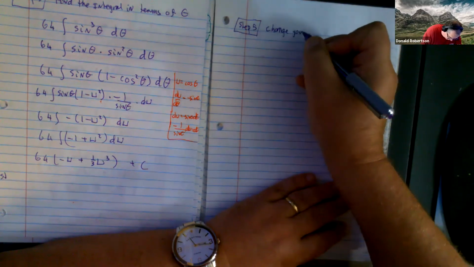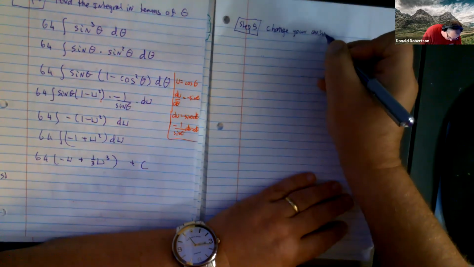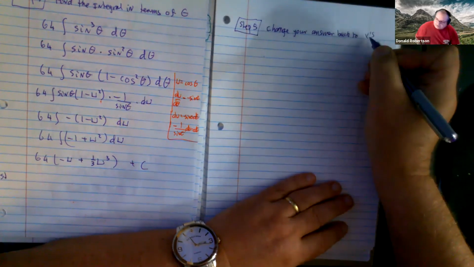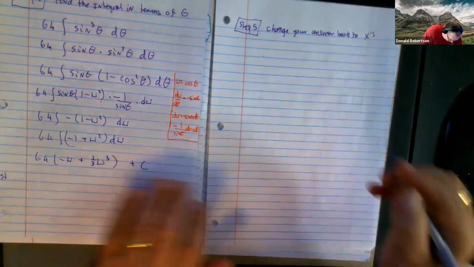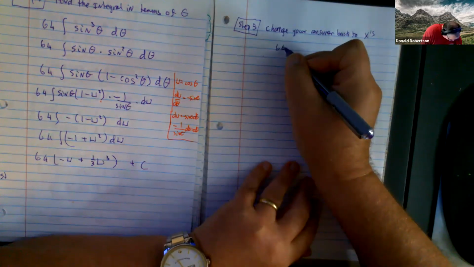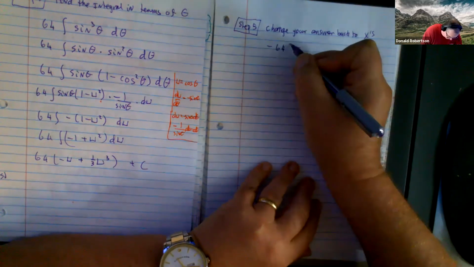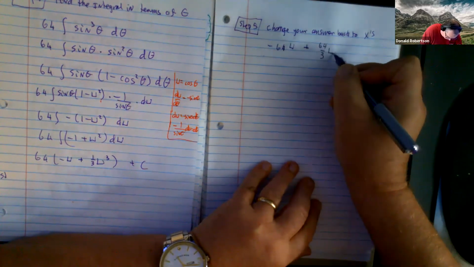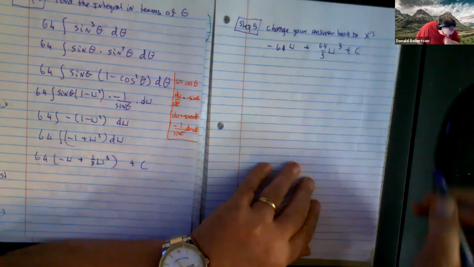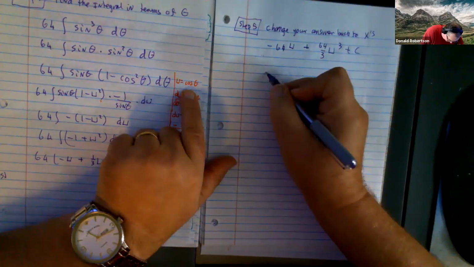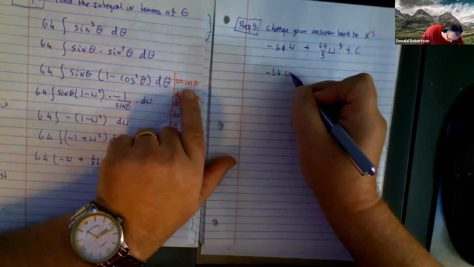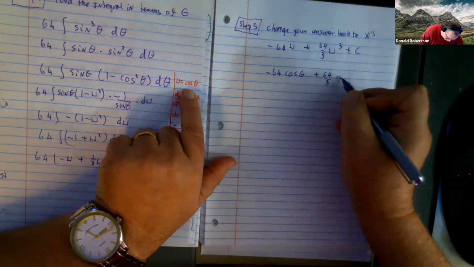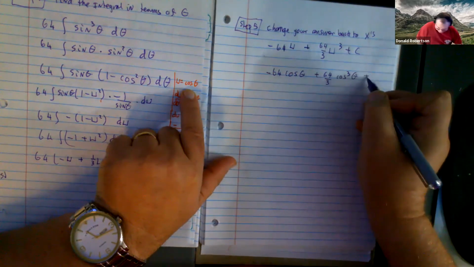Change your answer back to x's, which is pretty standard, isn't it? Well, what do I have right now? If I distribute the 64, I have -64 u's plus 64 thirds u cubed plus c. Since u is cosine, I have -64 cosines plus 64 thirds cosine cubed plus c.